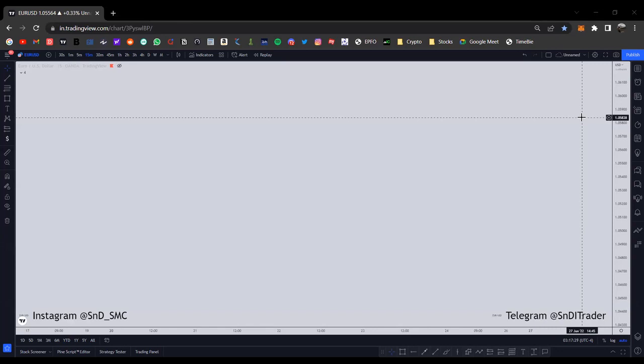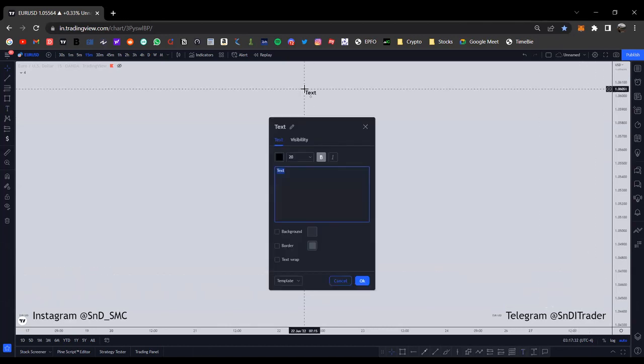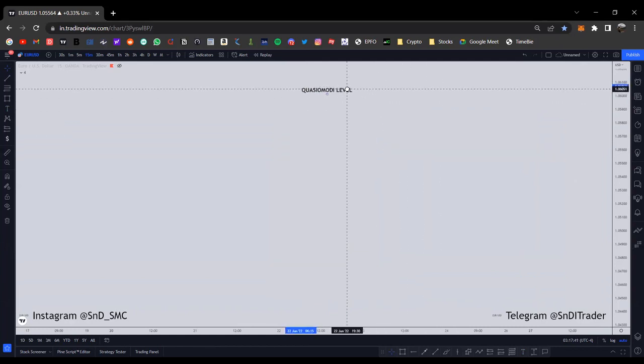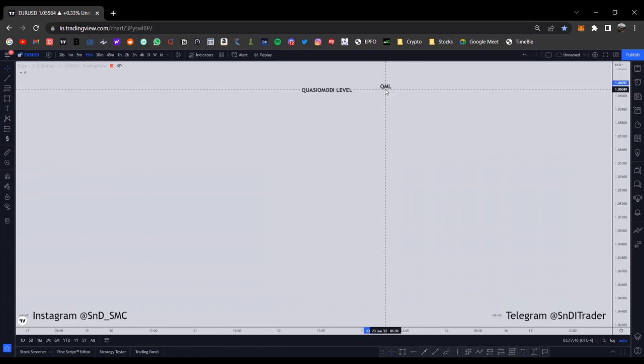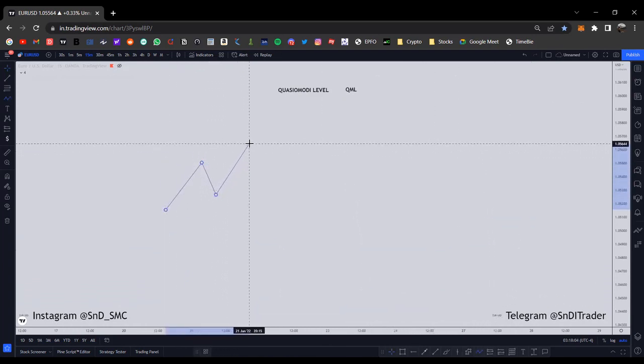So today I will be talking about the Quasimodo level. It is basically known as the QML as well. So what exactly is QML? It is derived from the Malaysian support and resistance, or Malaysian supply and demand traders. So what basically is QML? Whenever price makes a higher high, a higher low, another higher high, and makes a lower low, that is where the formation of the QML is.